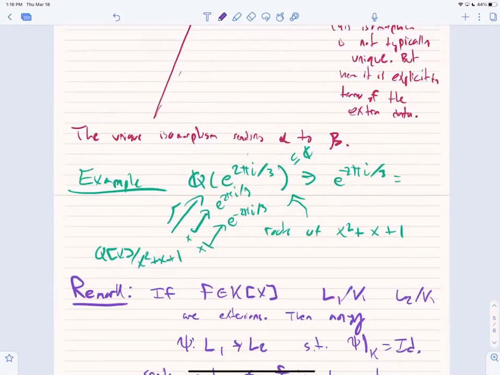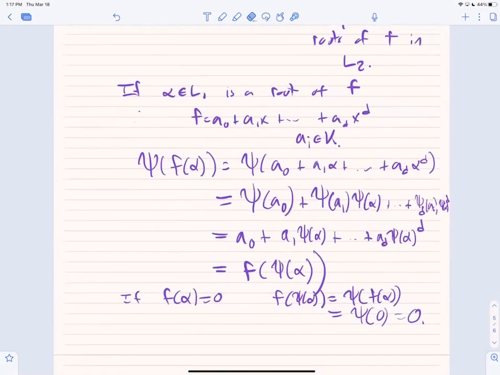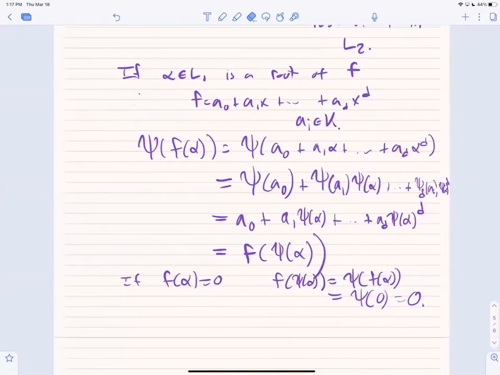So a map from K adjoin alpha to K adjoin beta is completely determined by what it does on alpha. You can see that because a map from K adjoin X is completely determined by what it does to X, as long as we know that it fixes K. But on the other hand, to factor through this guy, X has to be sent to a root of F. What I wrote down here is just another way to make the same observation. Probably I shouldn't belabor that point anymore.